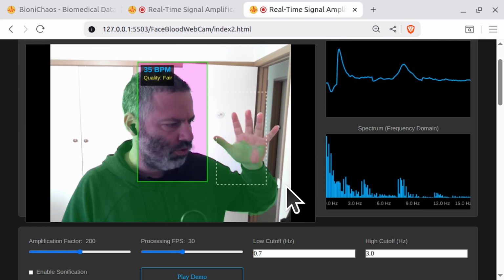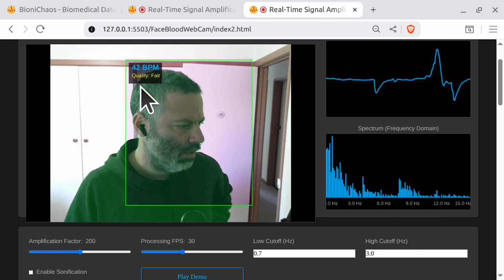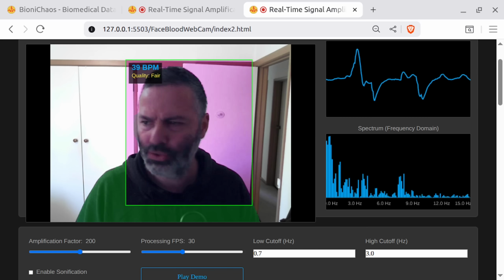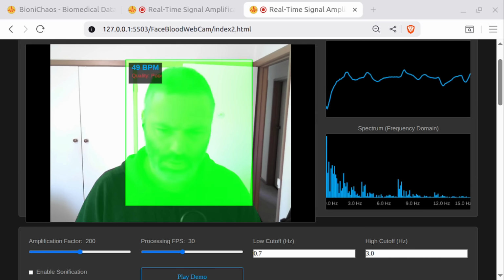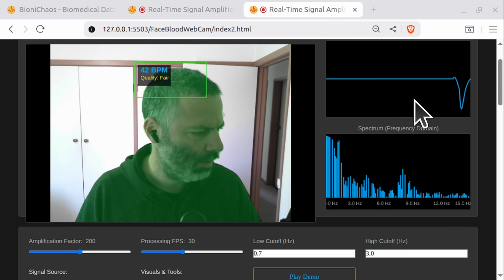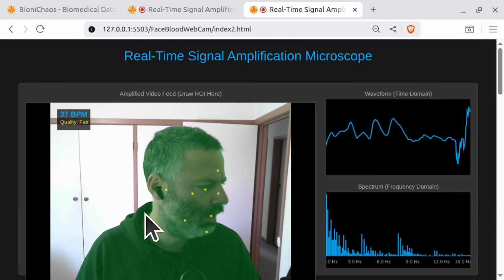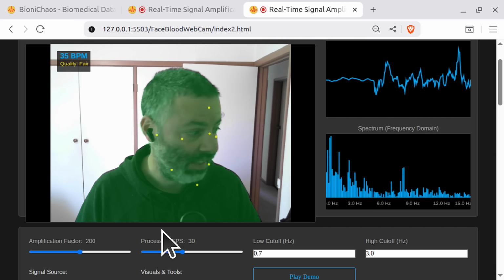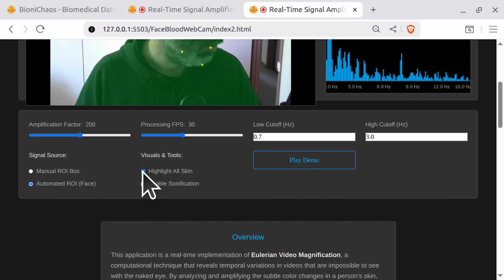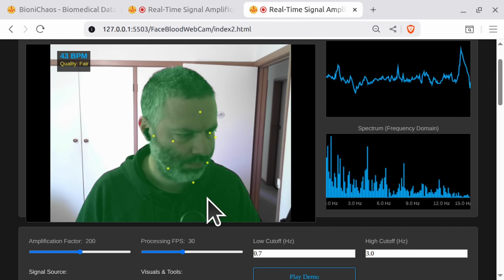It's doing an okay job. Maybe, maybe not. We have a script. I don't know why, it seems much shorter. Highlight all skin, enable amplification, manual ROI, automated ROI face. Okay, so we're finding the face. Highlight all skin. Okay, so what is it doing? Is it working?